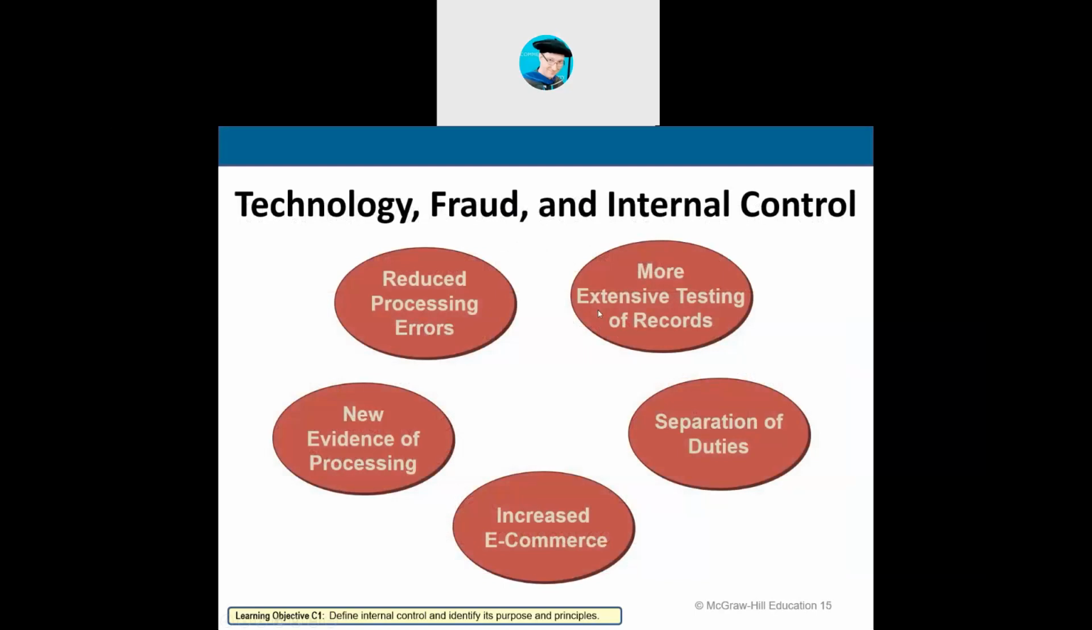So let's continue. The idea to use technology, fraud, and internal controls is we're reducing errors. We are providing evidence of processes. It also provides increased e-commerce. In other words, more people are willing to buy things online because there are so many control processes in place. More extensive testing of records, separation of duties. All of these things working together help businesses to establish a set of internal controls, prevent fraud, and use technology.